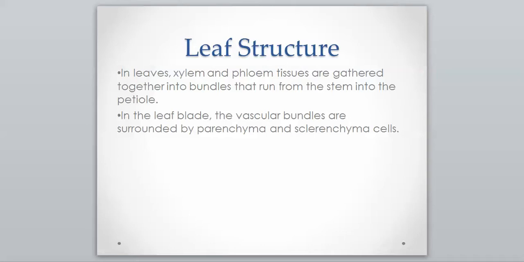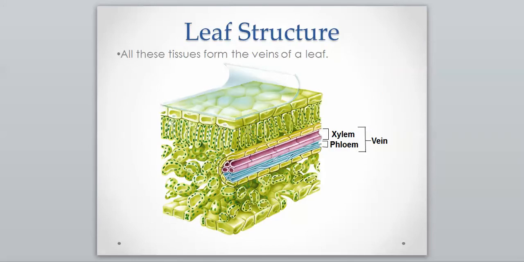And then in the leaf blade, the vascular bundles are surrounded by parenchyma and sclerenchyma cells, which, remember, we said were ground tissue. All these tissues form the veins of a leaf. So our xylem and our phloem, plus that surrounding ground tissue, make what is known as a vein inside of the leaf. If you ever see a vein in a leaf, you know that is xylem and phloem. So that is it for the structure of a leaf. Let me know if you have any questions.